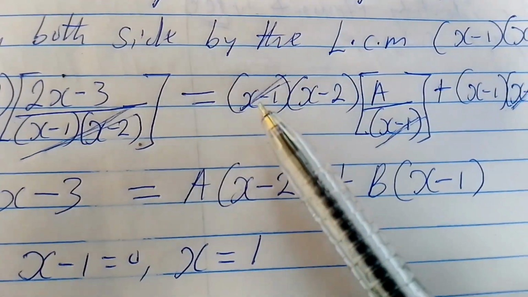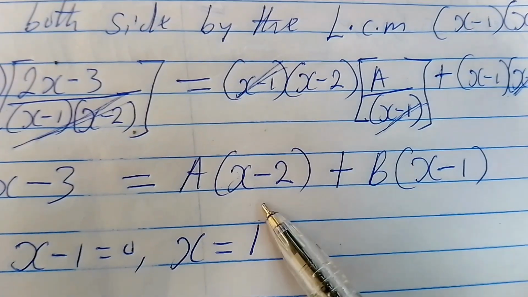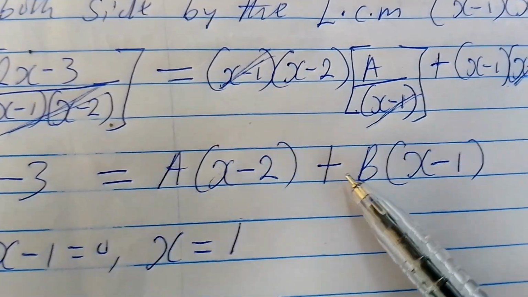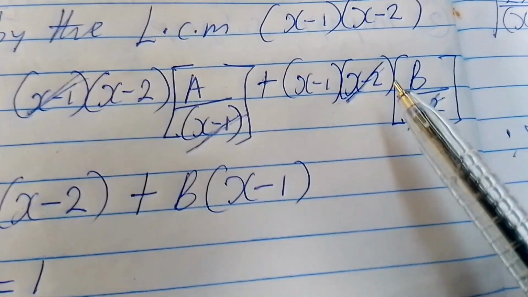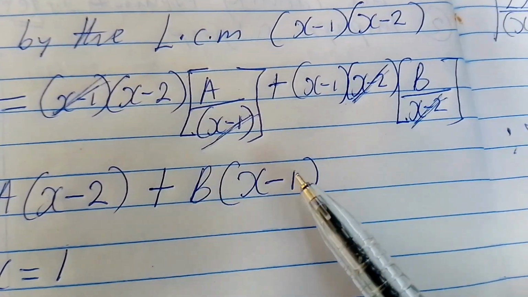Now since x minus 1 is out, what we're going to be left with here is A multiplied by x minus 2. That's why I have this. Plus, come to the next expression. You know that x minus 2 is out. So what we're going to be left with? B bracket x minus 1.